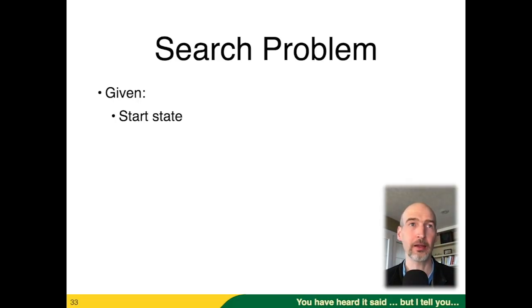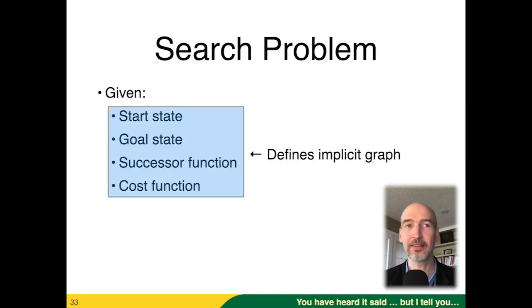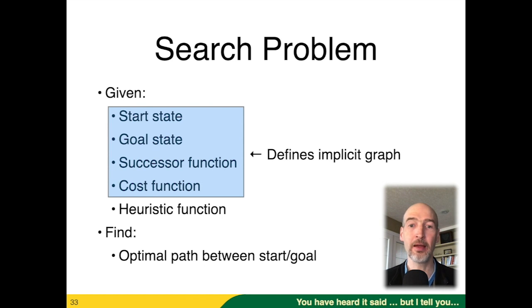Formally speaking, a search problem is defined by a start, a goal, a successor function, and a cost function. And these taken together give us an implicit graph, which is the graph of the problem we're trying to solve. And as we saw in the first session, the theory for A star is defined on this implicit graph. We also have a heuristic function, which is what we're going to look at more in this second part. And our goal, in the second part as well as the first part, is to find an optimal path between the start and the goal.